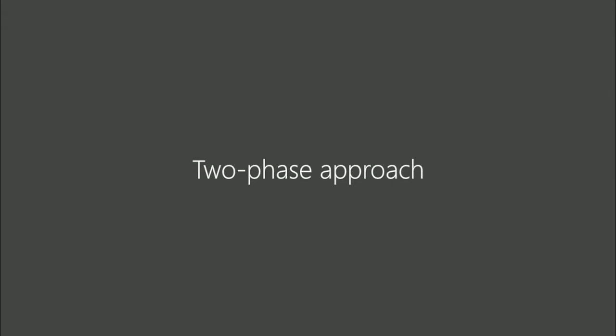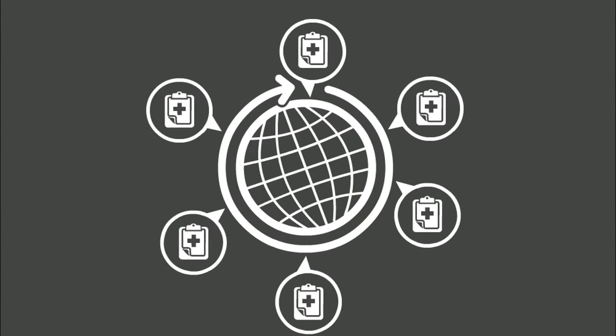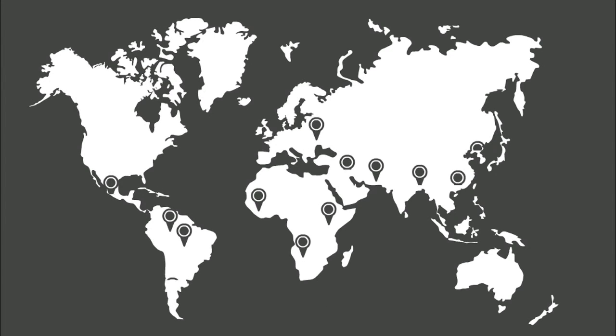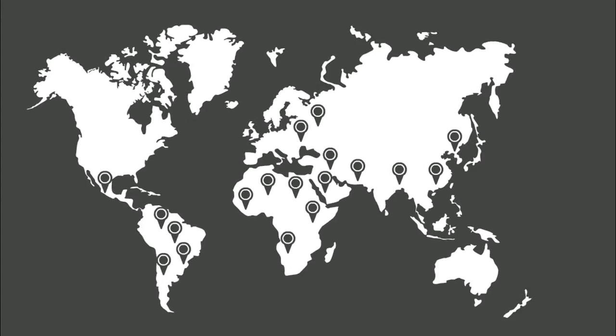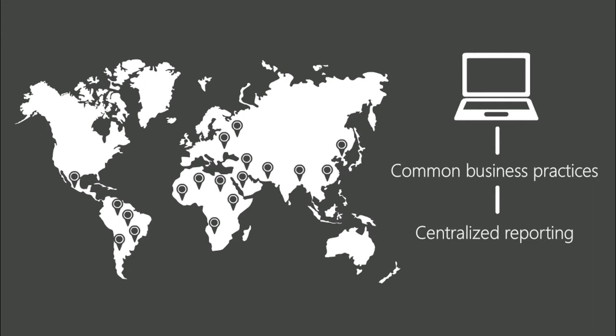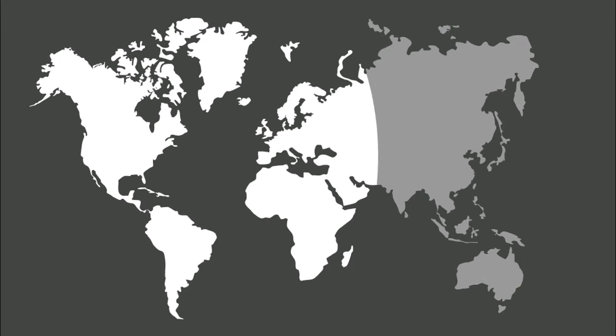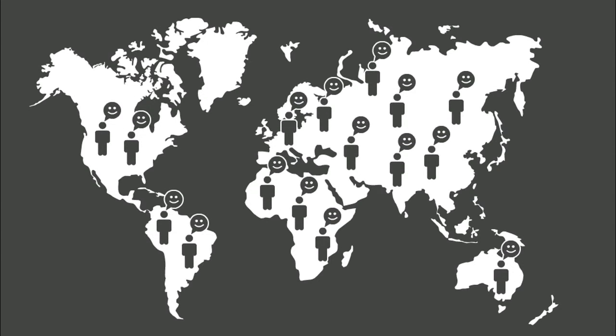The two-phase approach enabled us to quickly deploy the shared global library so documentation could be shared worldwide and updated centrally. The second phase allowed small and emerging market countries to immediately start using a system that supported both common business practices and centralized reporting. Both phases were informed by preliminary assessment sessions with a global team to ensure the solution we built would satisfy the needs of users around the world.